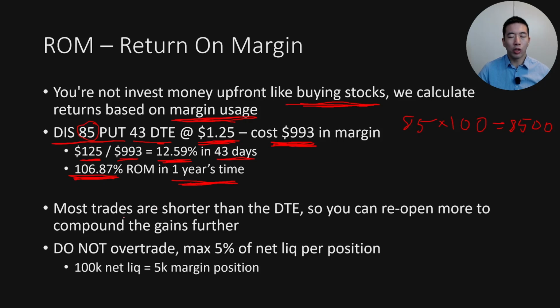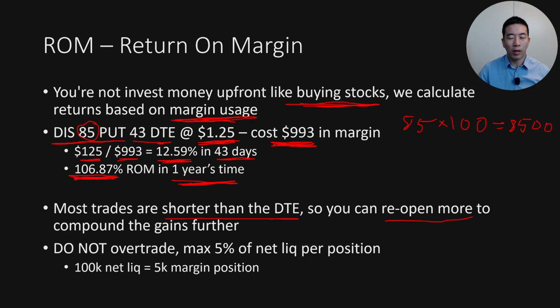Now, most of these trades are actually shorter than the DTE, the days to expiry. So in our previous example, 43 days, usually you'll hit your profit target and you'll close it out way before 43 days. So you can actually reopen more and compound the gains even further. So we're looking at higher than just 12.59% in 43 days, way higher than that. You might get that 12% in maybe 30 days or so already.